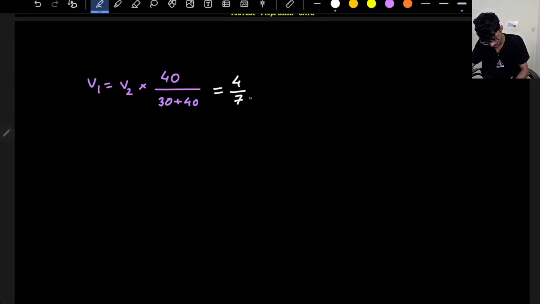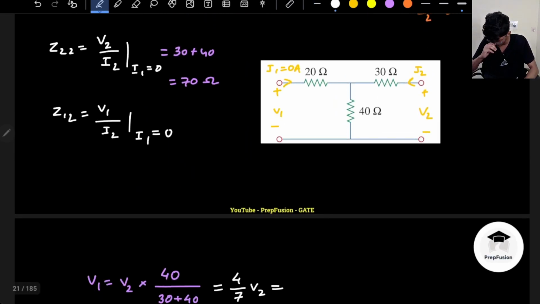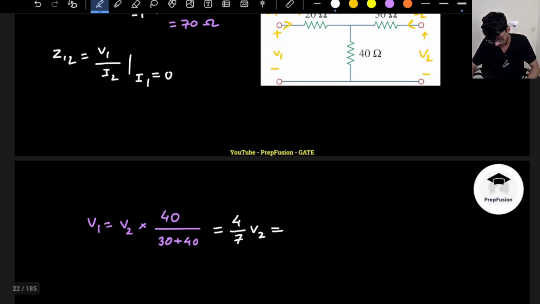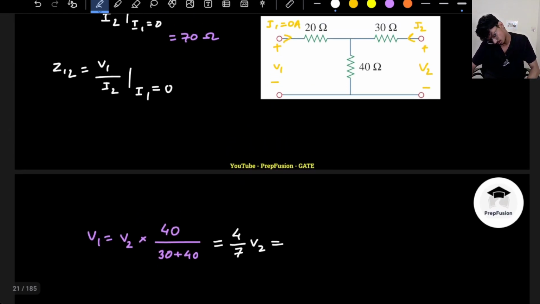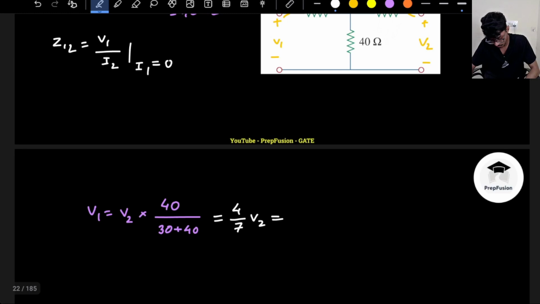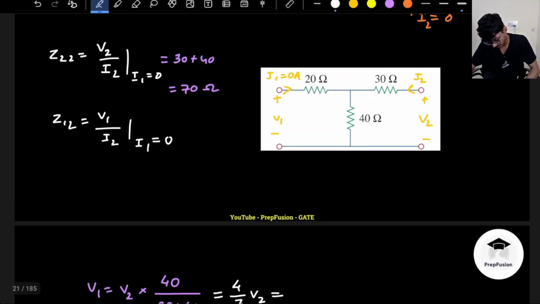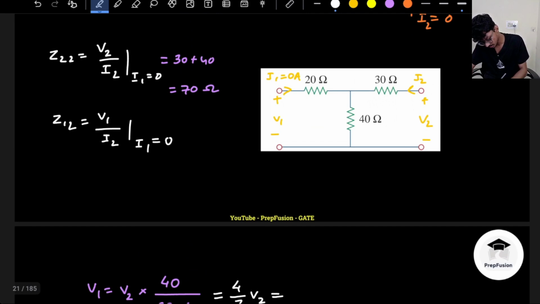Now what is my V2 in terms of I2? Because I need the relationship between V1 and I2. Z22 is V2 by I2, that is 70. So V2 is equal to 70 into I2.